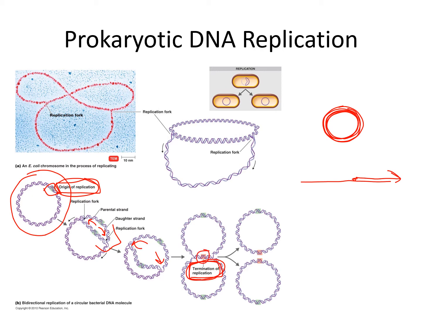So you get to the termination of replication, and that's where the enzymes will stop. And you will end up with your two separate identical copies of the prokaryotic genome.